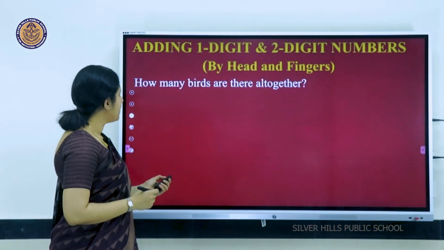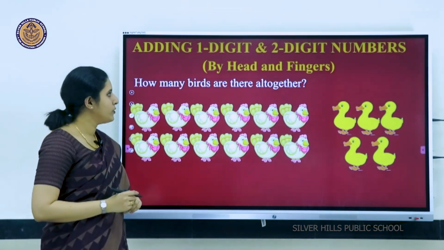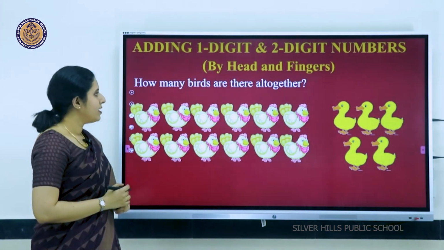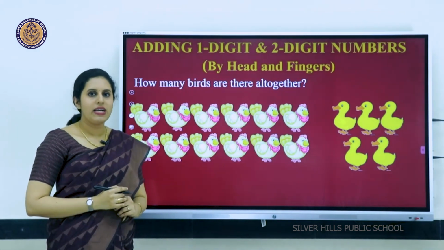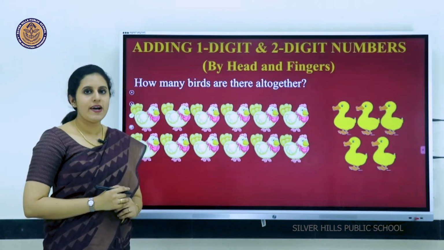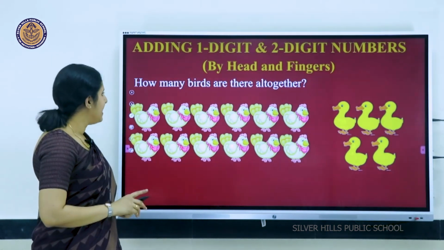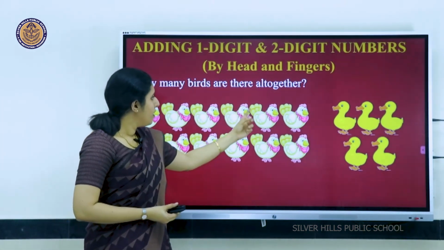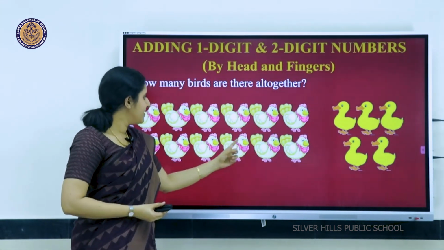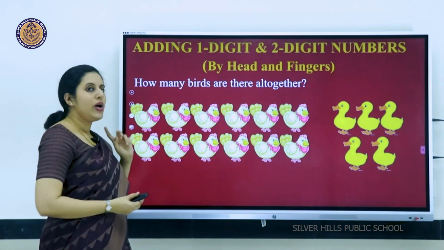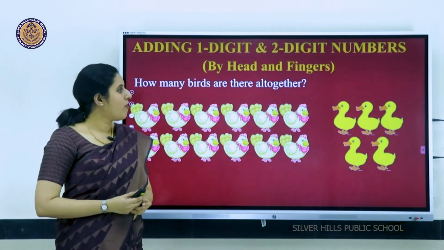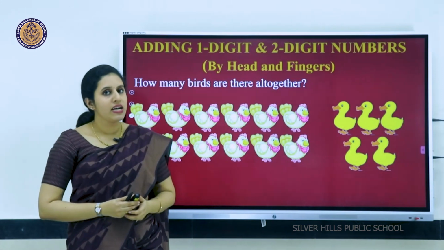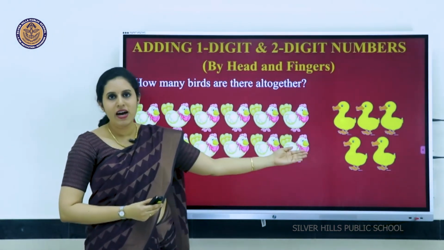So, here is the question, how many birds are there all together? You can see this question here on the screen. There are a few hens as well as a few ducks. So, you are asked how many birds are there all together. For that, first let us see how many hens are there. 1, 2, 3, 4, 5, 6, 7, 8, 9, 10, 11, 12. 12 hens are there. How about the ducks? 1, 2, 3, 4, 5. 5 ducks are there. So, 12 hens and 5 ducks.